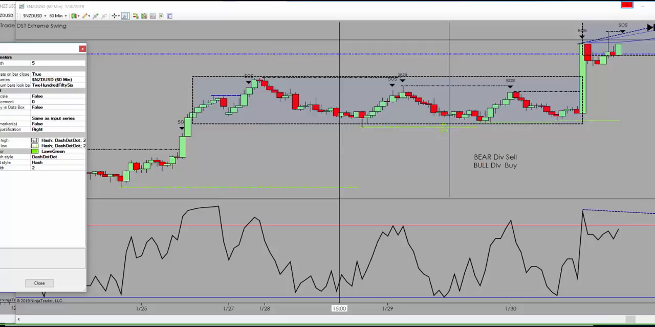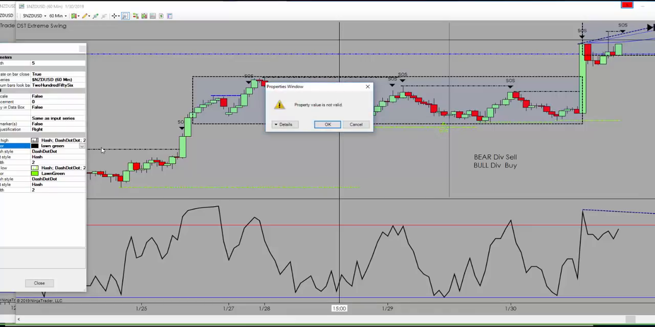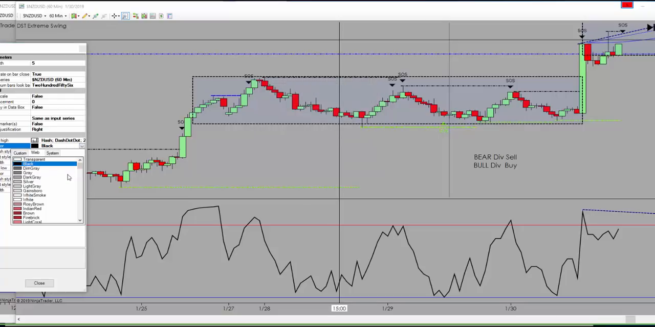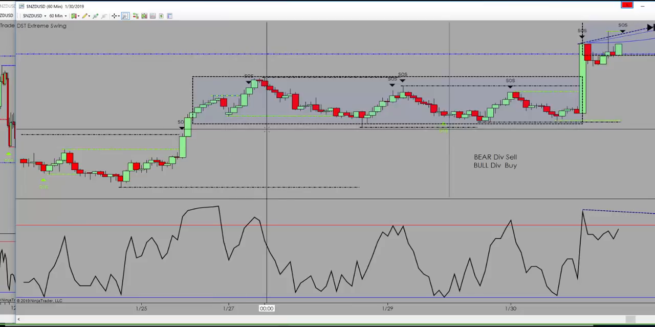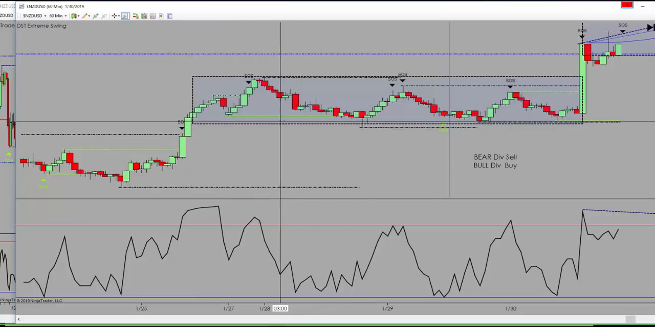Okay? I'm going to take my lawn green right here, and these guys are going to be set to 5. Okay, we'll left click OK. It must have to be capitalized. Let's go down and grab lawn green. There we go. Boom and boom. All right, now we have both of them on the chart. Now let me remove this.